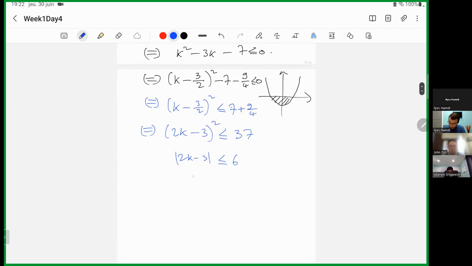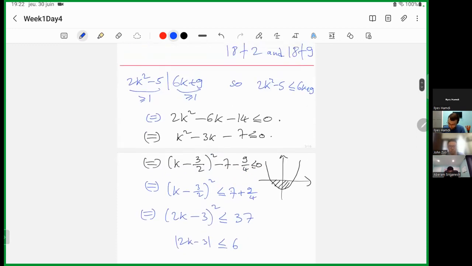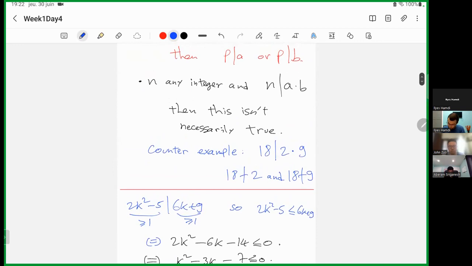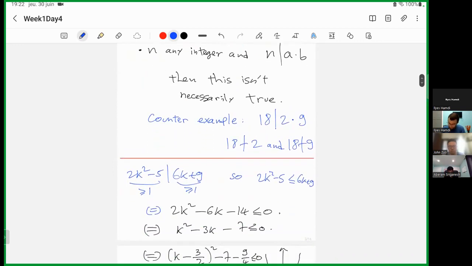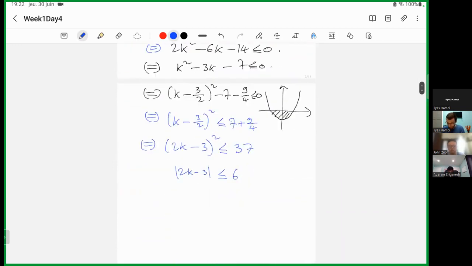Yeah, but we said that this was positive. Did we say this? Actually, we're not sure about it, but 2k minus 3 will certainly be positive. So what possible values for k do I have here? What do you guys think?